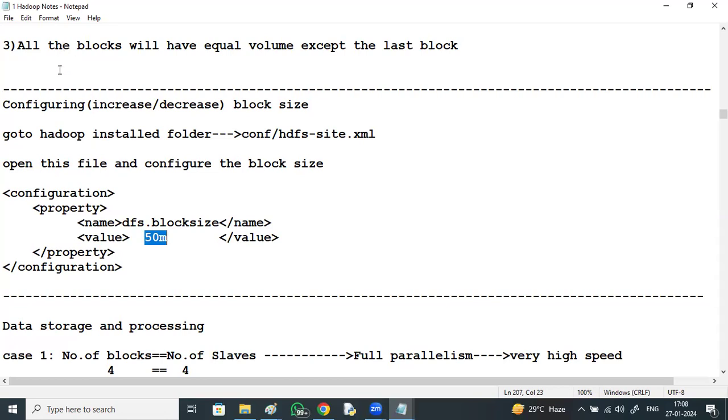Sir, default block size is 50 M, sir. Can I give more than 50 M? More than 50 M? Is it possible? 50 M means 50 MB. Yes, sir. 50 MB is the default block size, sir. Or can I give more than 50 MB?